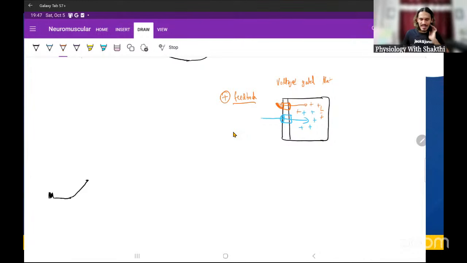Okay. Now I'll ask you another question. Why is this graph that I'm talking about going up like this? That is because we were talking about different ion species. Till now at RMP, maximum permeability was for potassium. Now we have another channel which got opened up, because of which permeability for sodium is much, much more now.